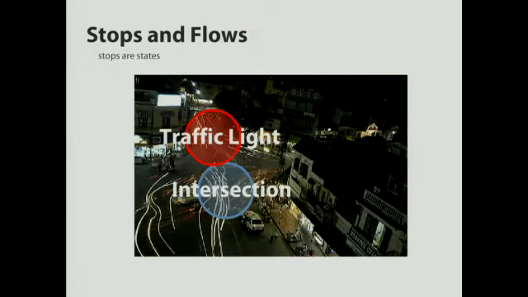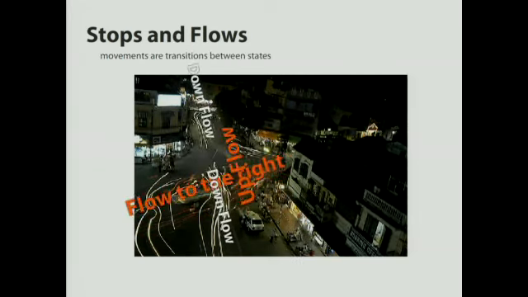If you're looking at state and transitions, anytime you see a stop is our states. So you might notice that even though we can't see them directly, we have a traffic light there because we can determine that based on the breaks in the flow. Similarly, we can see those two flows crossing. We can see there's an intersection there. Those stops are the states I'll be talking about. The movements between states are the transitions.